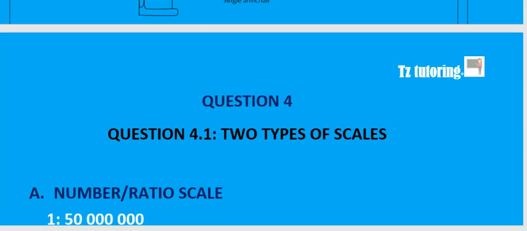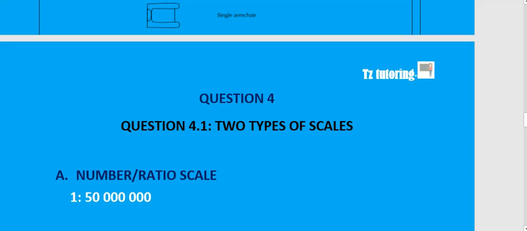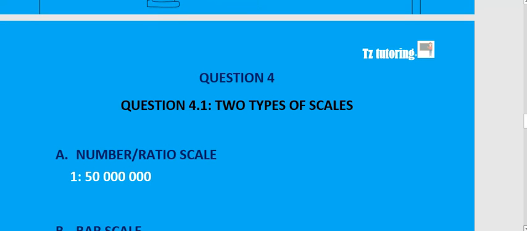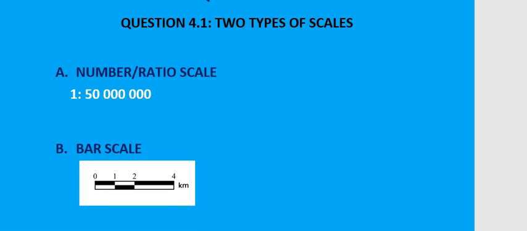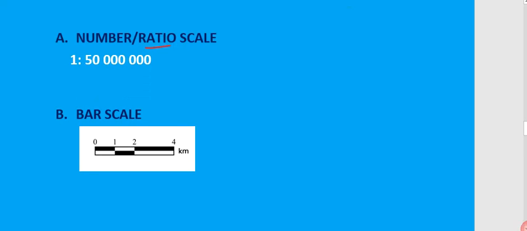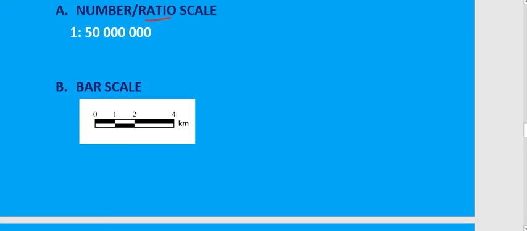All right. Now we move on to question 4, maps and scales. All right. We have 2 types of scales, which is your ratio scale. This is your ratio scale where you write a number is to another number. Ratio scale, sometimes referred to as the number scale. And the second type of scale that we use is a bar scale.